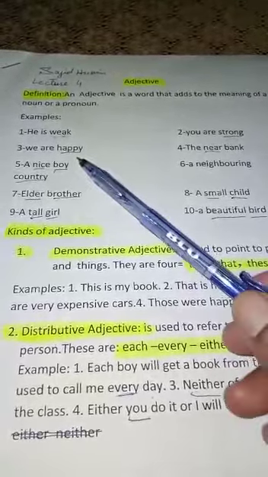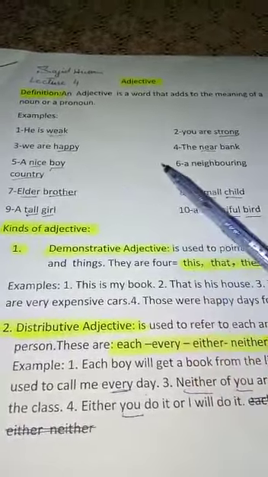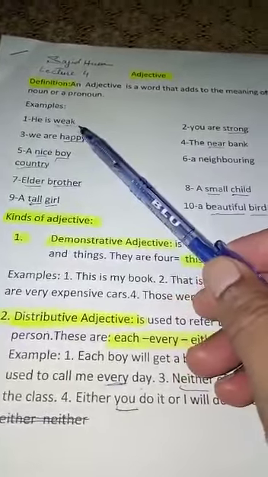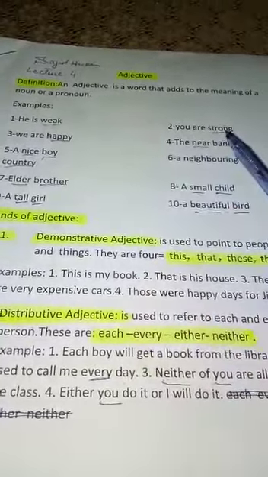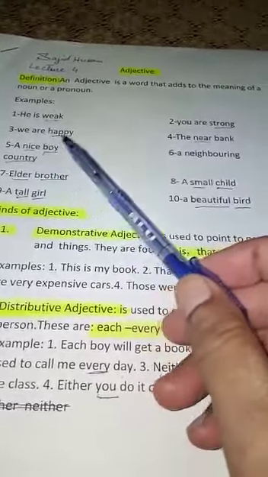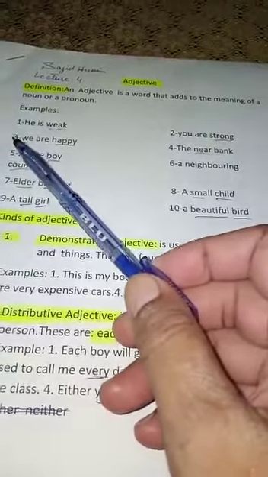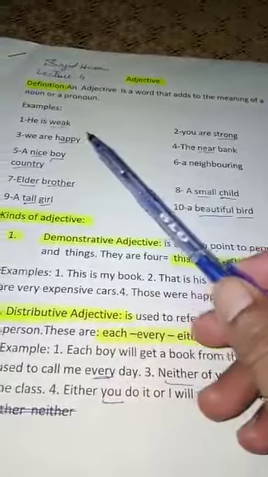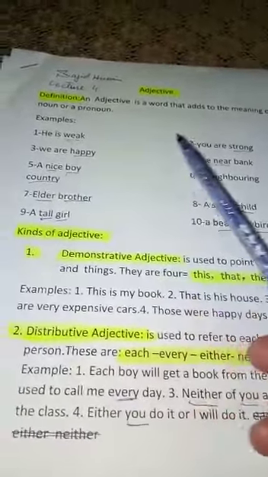examples. The three of these sentences are in sentence form, however, the rest are in phrase form. The first example is he is weak. Now, weak adds to the meaning of the pronoun he. You are strong. The word strong adds to the meaning of the pronoun you. We are happy. The word happy illustrates or describes the condition of the pronoun we. So these words weak, strong, happy add to the meaning of the pronouns used in these sentences.